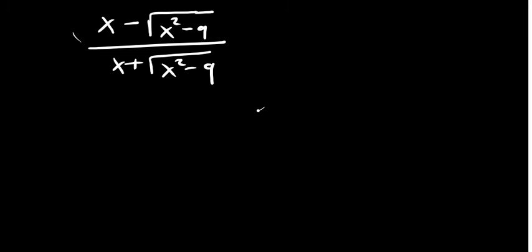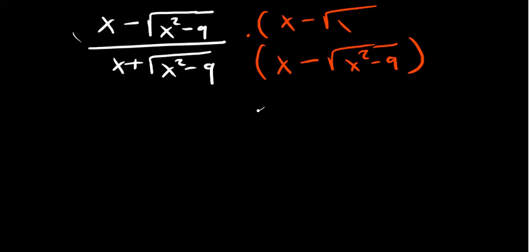Okay, let's try. Let's get to do this. What are we supposed to do here? So for the denominator, we change the sign in between. So we're going to have x minus the root of x squared minus 9. Then the numerator as well. Okay, so I'll start with the numerator.